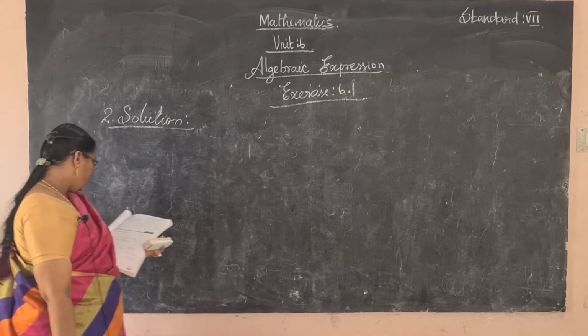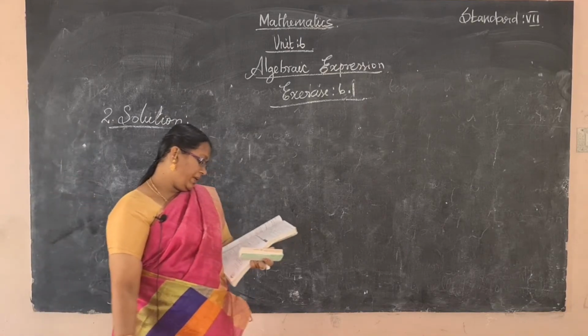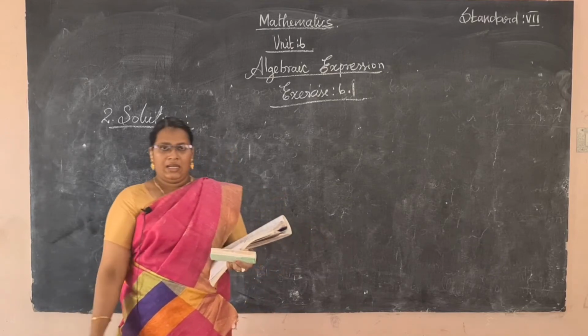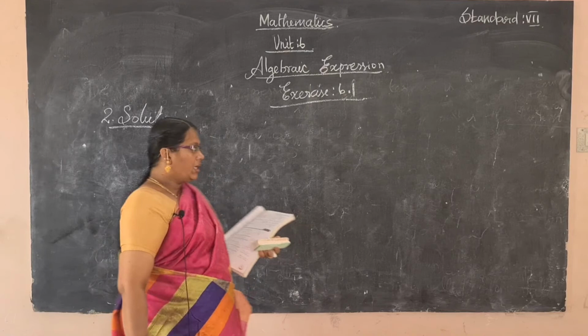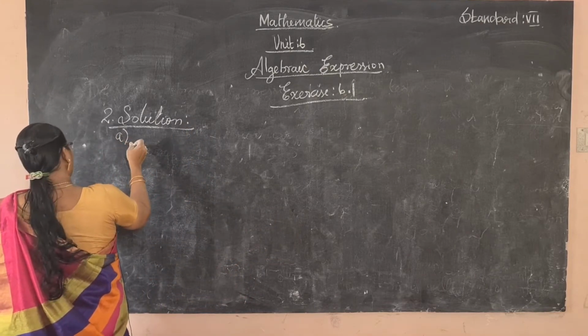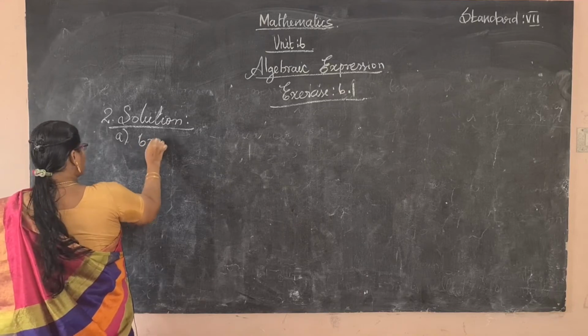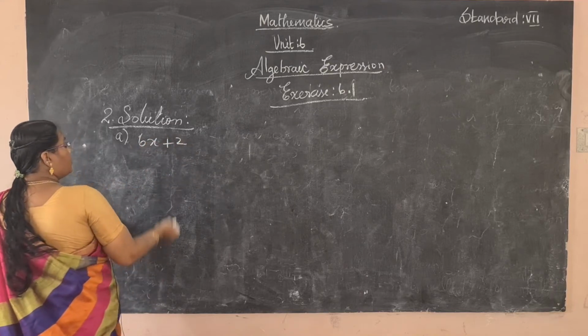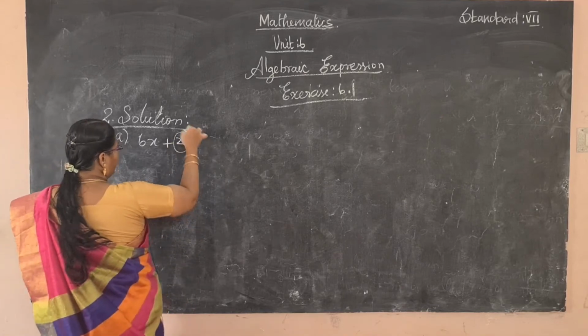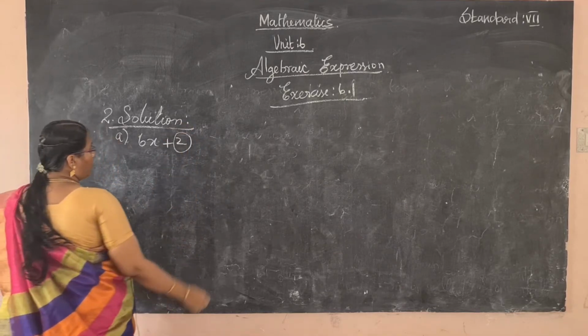Write the constant term of each of the following algebraic expressions. So constant term only. Constant term means all the real numbers. All the real numbers are constant terms. See, the first one, 6x plus 2. So which one is the constant term here? 2 is the constant term.